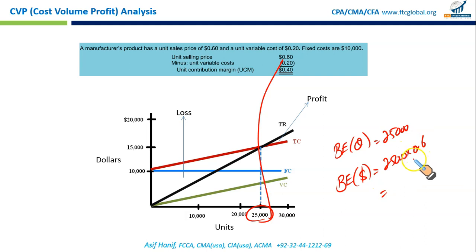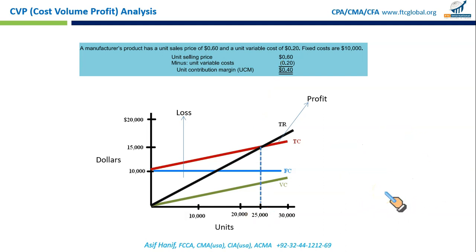So 25,000 times 0.6 gives me $15,000. Does our graph support this number? Yes, it does. Look at this. At this point, our revenue is $15,000. And at this point, cost is also 15,000. That's why it's a break-even point, because cost and revenue are both the same.